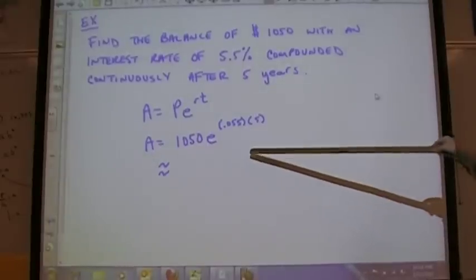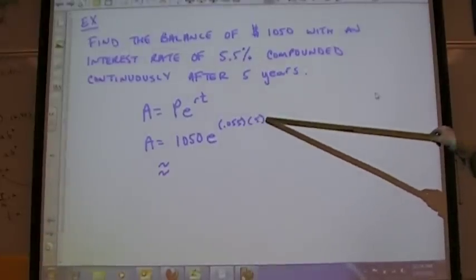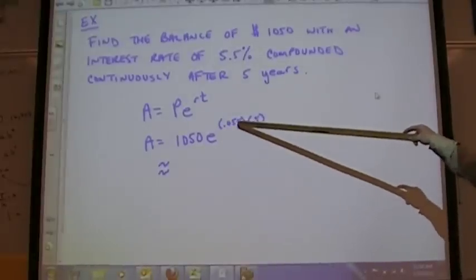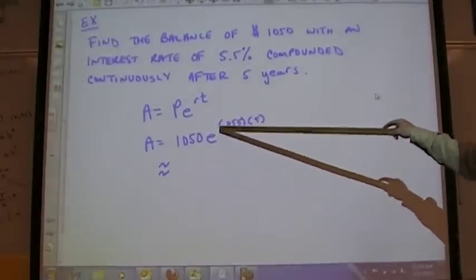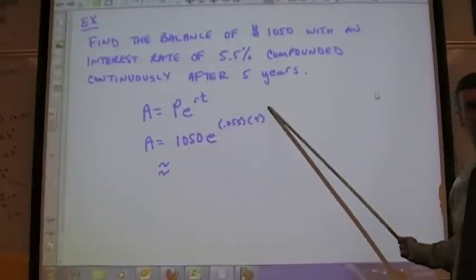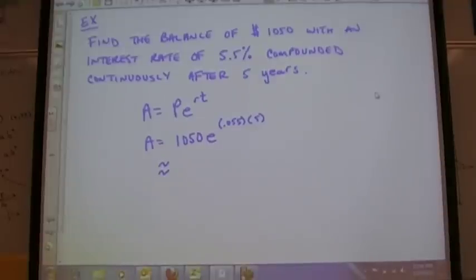Right, now my version of the calculator is a little bit different, so it was easier for me to plug it in. The older version, when you raise it to a power, you may have to open up 2 sets of parentheses to keep both of these in the exponent. Okay, so just be careful when you're plugging it in. You should be able to use common sense when you come up with your answer. If you get something like $1 million, and you have a principal of $1,050, you should know right then that you did something wrong.